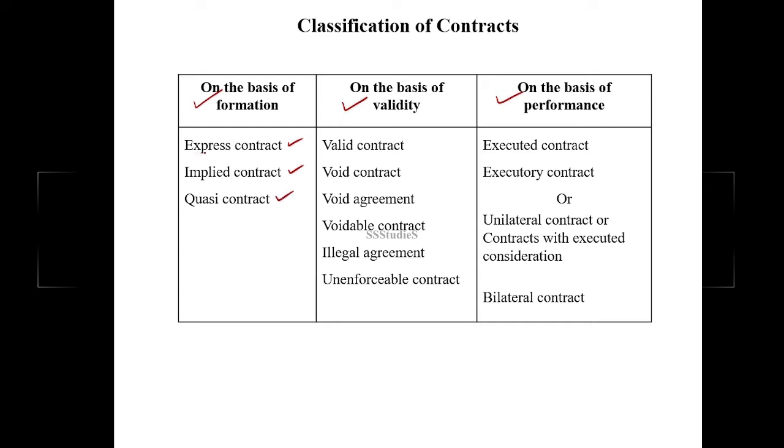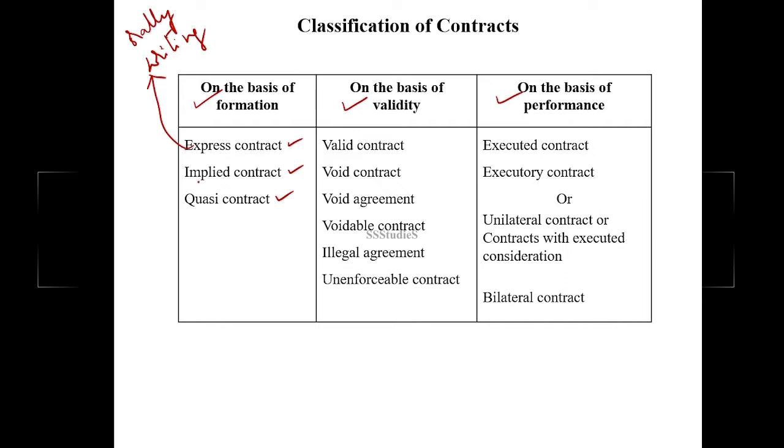Now, what is an express contract? If the terms of the contract are expressly stated either orally or in writing, then we call the contract an express contract. So if the offer or acceptance of the promise is made either in words, written or oral, then we say that the promise is an express promise. So express promise leads to express contracts.